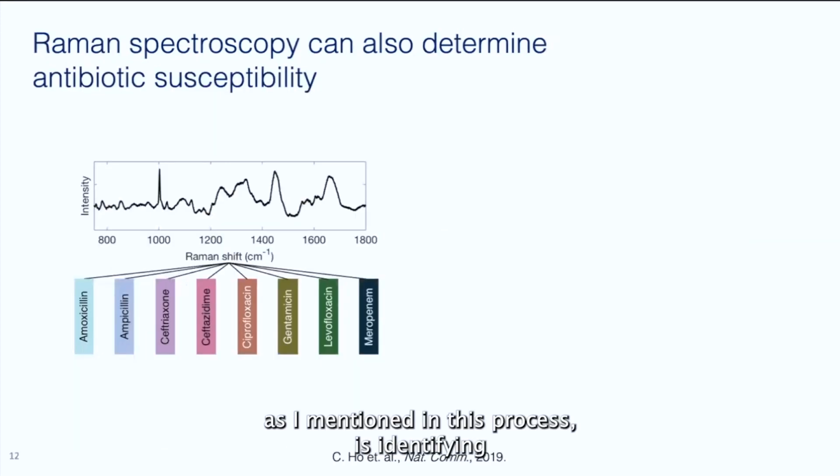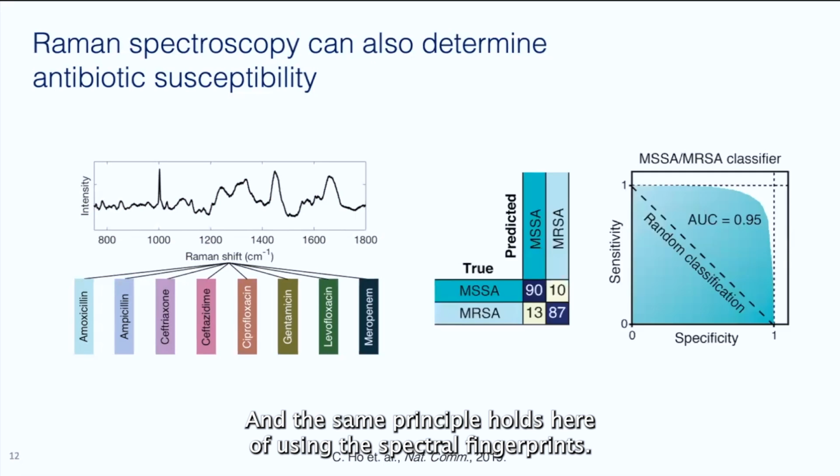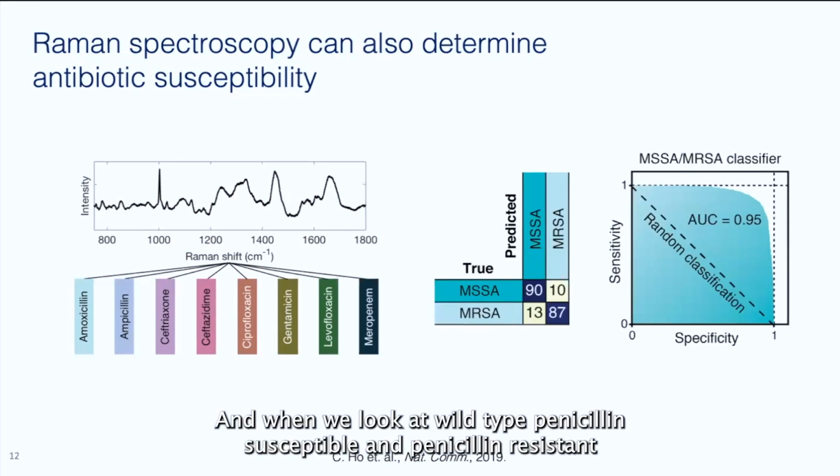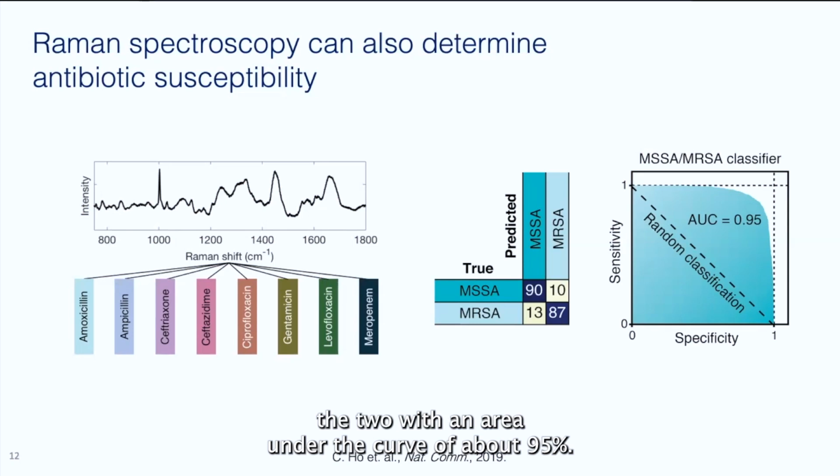So the next step, as I mentioned in this process, is identifying the antibiotic response of the bacteria once you know what bacteria it is. And the same principle holds here of using the spectral fingerprint. When we look at wild type methicillin susceptible and methicillin resistant Staph aureus samples, we get about 90% accuracy at classifying the two, with an area under the curve of about 95%. We went one step further and looked at isogenic pairs. So these are wild type resistant patterns.